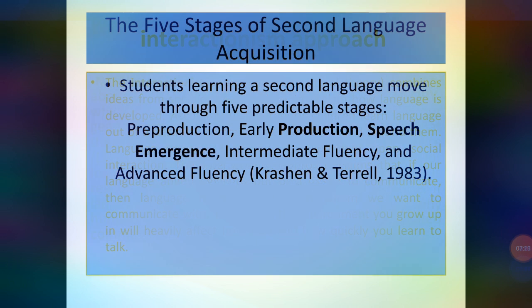The 5 stages of second language acquisition. Students learning a second language move through 5 predictable stages: pre-production, early production, speech emergence, intermediate fluency, and advanced fluency. Krashen and Terrell, 1983.